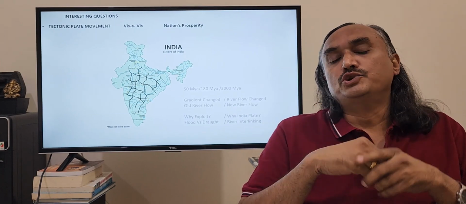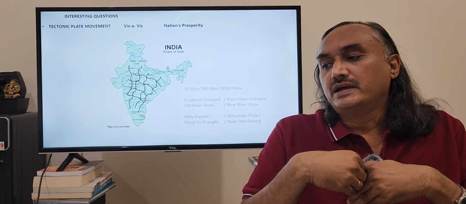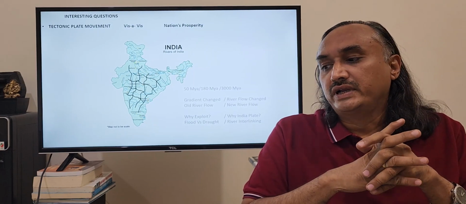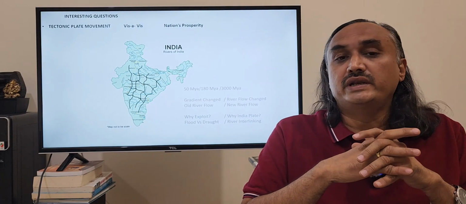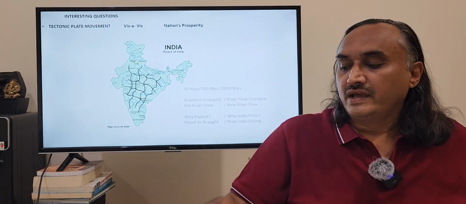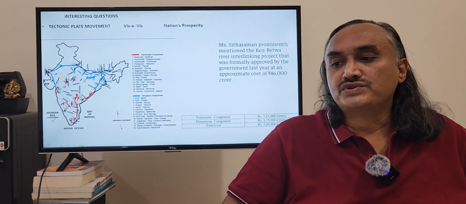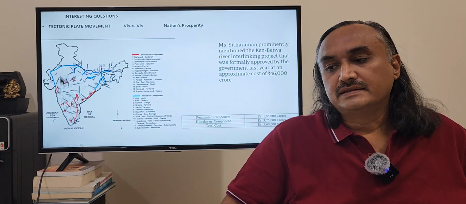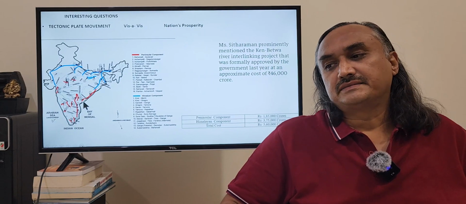if you could redistribute the excess water from the northern part to the southern part, then everyone would be happy. And this is not just a concept, it is a project which is ongoing in India. It is known as River Interlinking. And this is how the River Interlinking looks like. What you see as blue is all Himalayan sector. And the one which you look at as red is the peninsular sector.